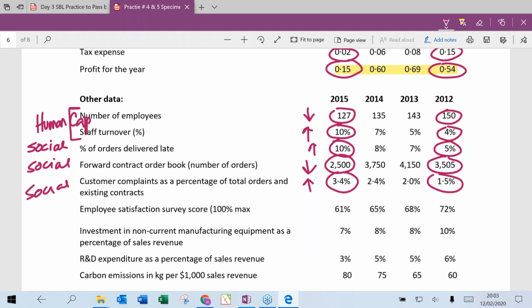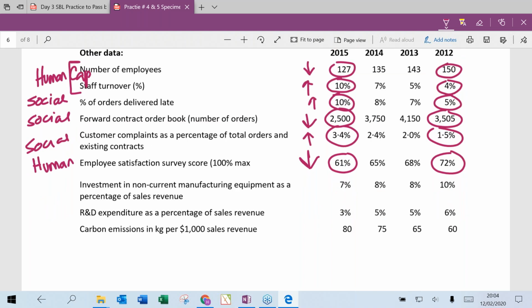Okay. Employee satisfaction survey, 72%. Now it is 61%. It has gone down. It's bad. Employee satisfaction is human capital. Investment in non-current manufacturing equipment as a percentage of sales revenue, 10%, now it's gone down to 7%. Which capital is this?